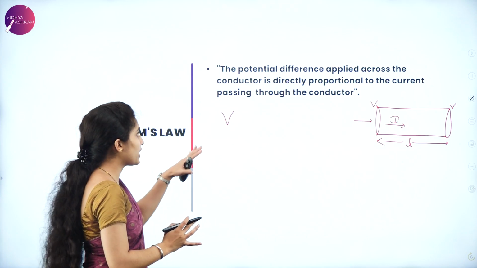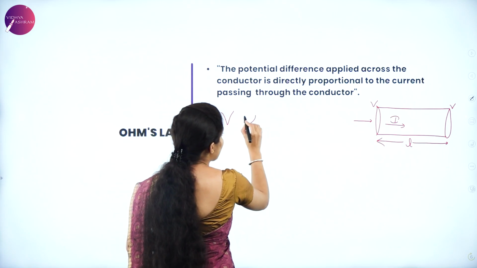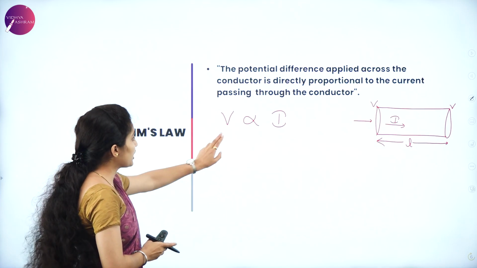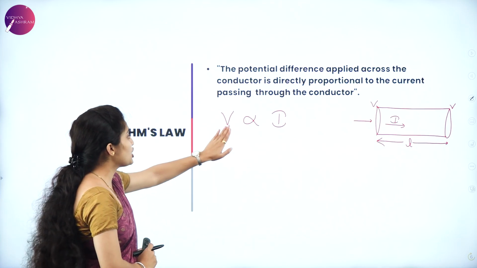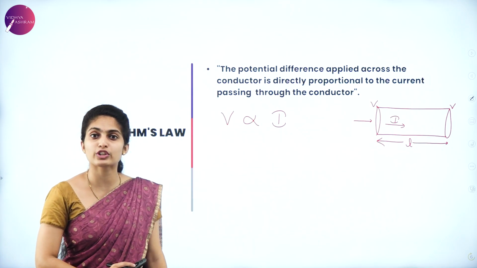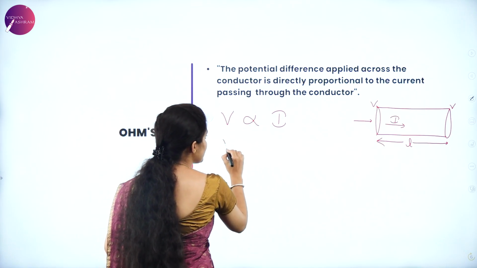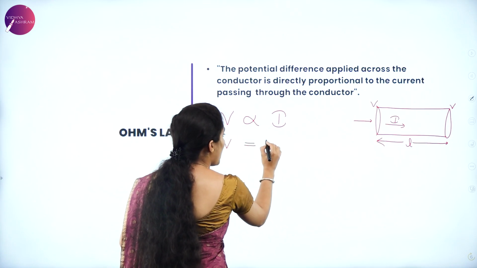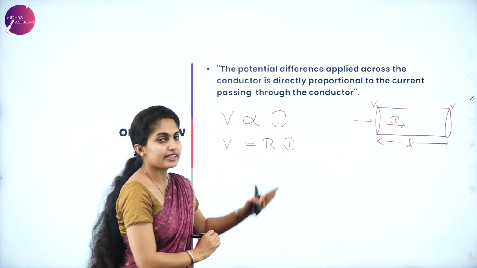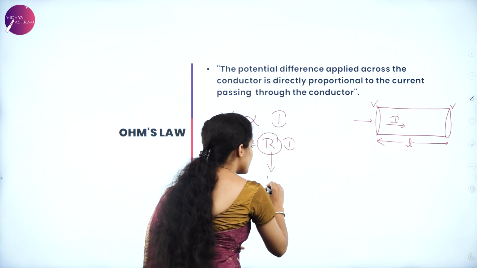So the potential difference applied across the conductor is directly proportional to the current flowing through the conductor. The potential difference V applied to the conductor is directly proportional to the current flowing through it, which, on removing the proportionality constant, can be given as V = R × I, where V is the potential difference, I is the current, and R is nothing but the constant called resistance.